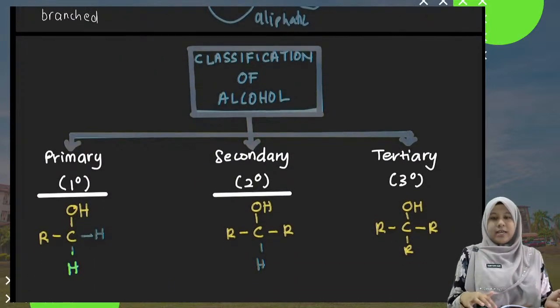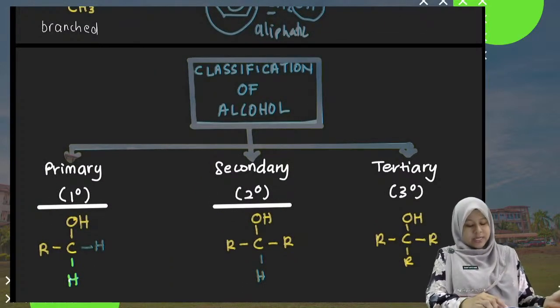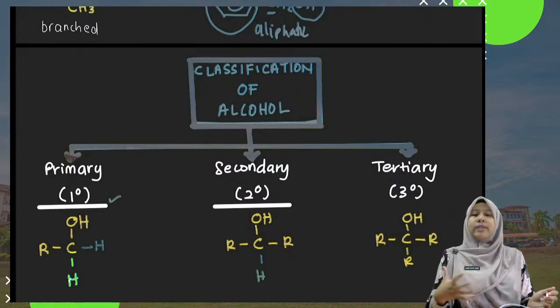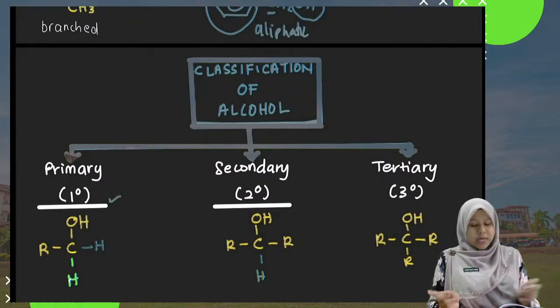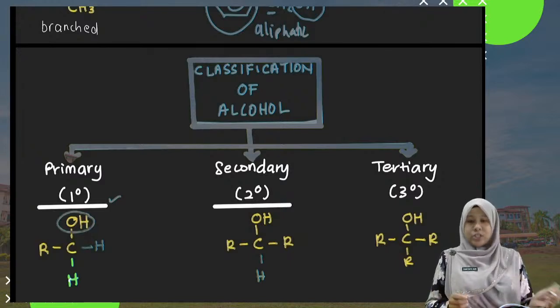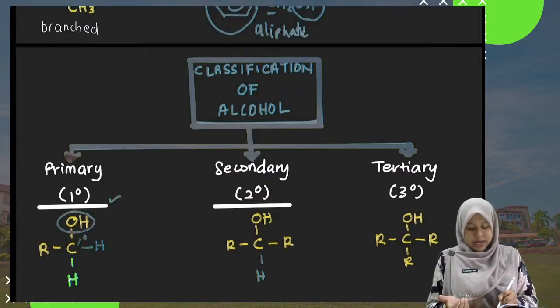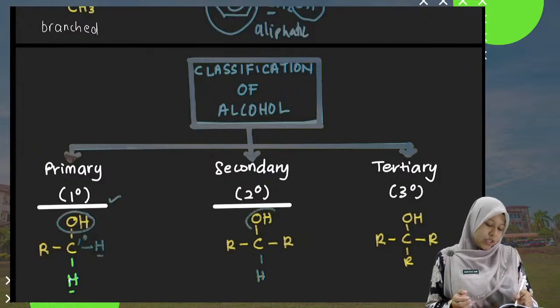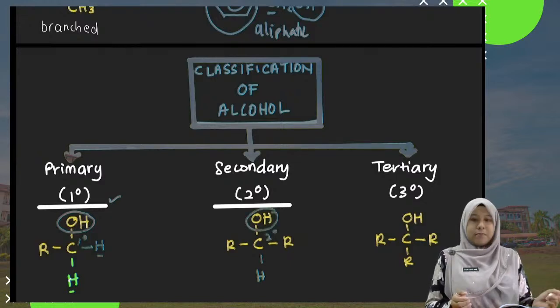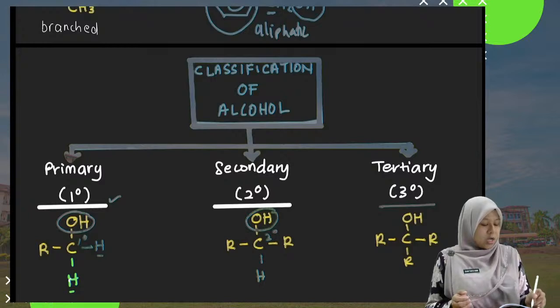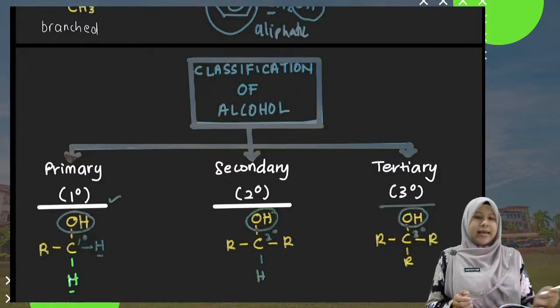For the classification of alcohol, we have 3 classes. The first one is primary alcohol. How do we detect the primary alcohol? Primary alcohol means the OH, the functional group of alcohol, which is the hydroxy group, is attached to a primary carbon, which has 2 hydrogens. For secondary alcohol, the OH group is attached to a secondary carbon, and for tertiary alcohol, the OH group is attached to a tertiary carbon. There is no hydrogen at the tertiary carbon.